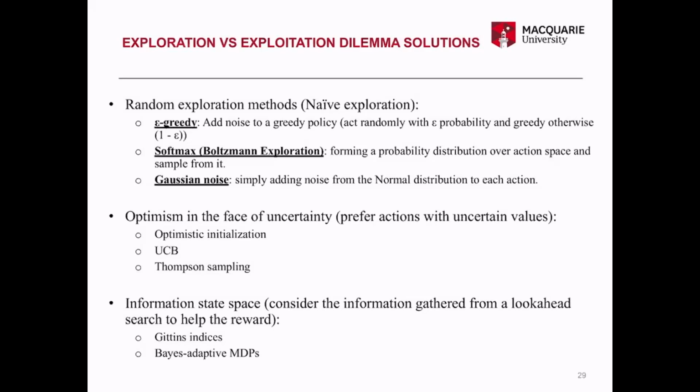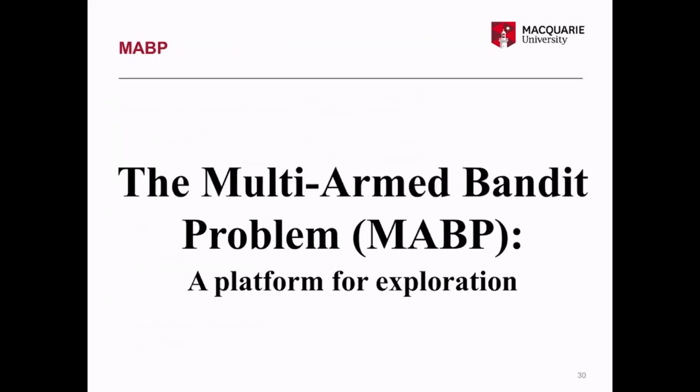The other thing is information space. We considered information from look-ahead search to help the reward, given indices and Bayes-adaptive Markov decision processes. They're really not that helpful in reinforcement learning. We mostly use the random methods in our exploration policies. All right.